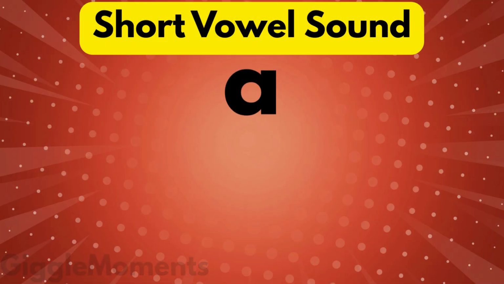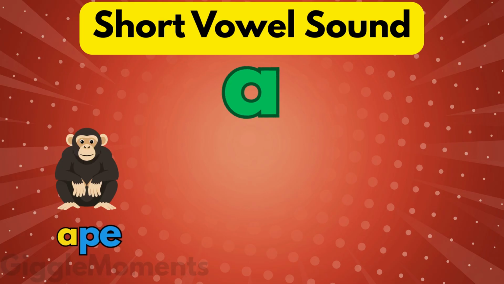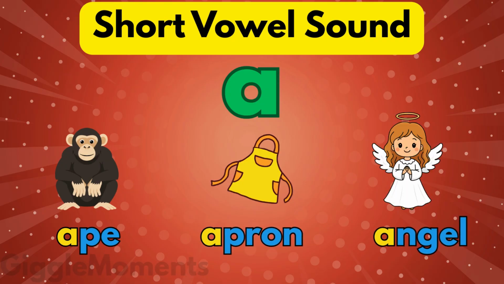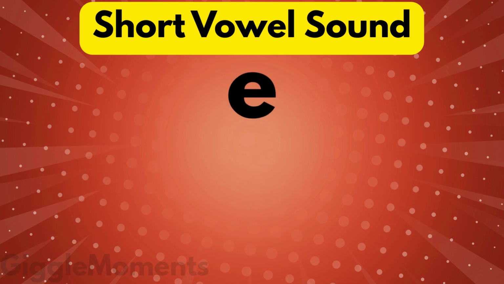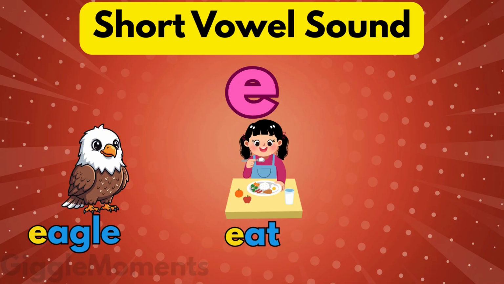A makes the sound A, as in ape, apron, angel. E makes the sound E, as in eagle, eat, easel.